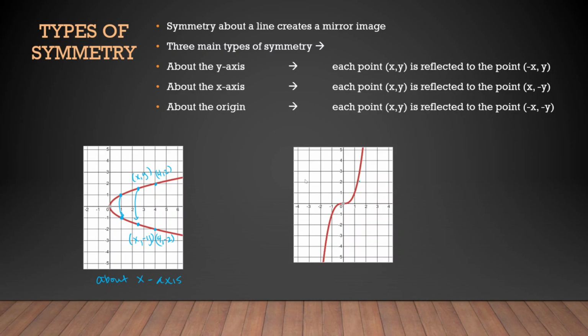In this picture, if I pick some point, let's look, I've got (1, 1). I notice I also have (negative 1, negative 1). So I took this point and I flipped it to where they were both negative. So this one has symmetry about the origin.